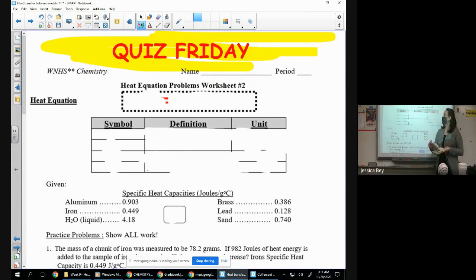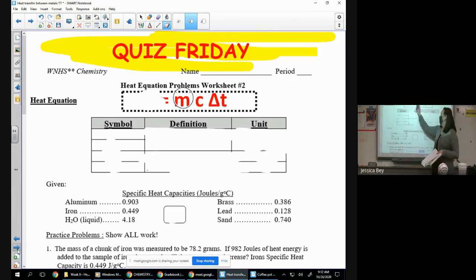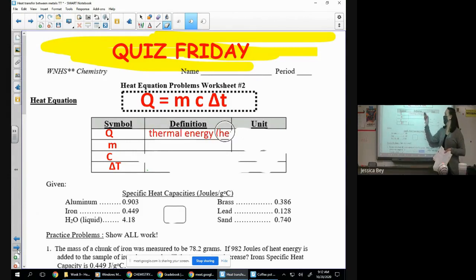So what I want to start off with, who can tell me Q is equal to what for the heat? Oh, you got it. MC delta T. You want to make sure you know that. It's going to be on the quiz. And then talk about the symbols and what each of those mean. Perfect. Okay. Q is quantity of thermal energy or heat. Does anybody remember the unit for that? Thermal energy or heat? Joules. Yes, yes. Very good. Joules.